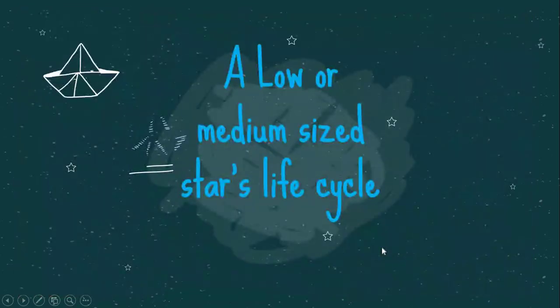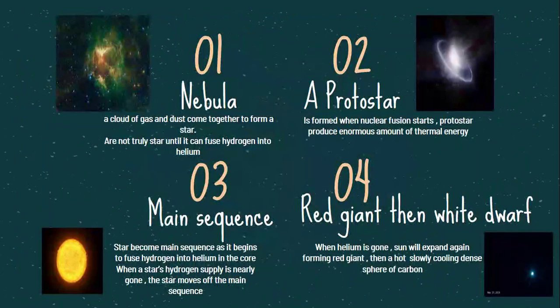A low or medium-sized star's life cycle begins with a nebula. What is a nebula? It's a cloud of gas and dust coming together to form a star. It's just a cloud of gas and dust attracted together by gravitational force. It is not truly a star till now because there is no fusion of hydrogen into helium. We will start the fusion of hydrogen into helium at the protostar level or phase.